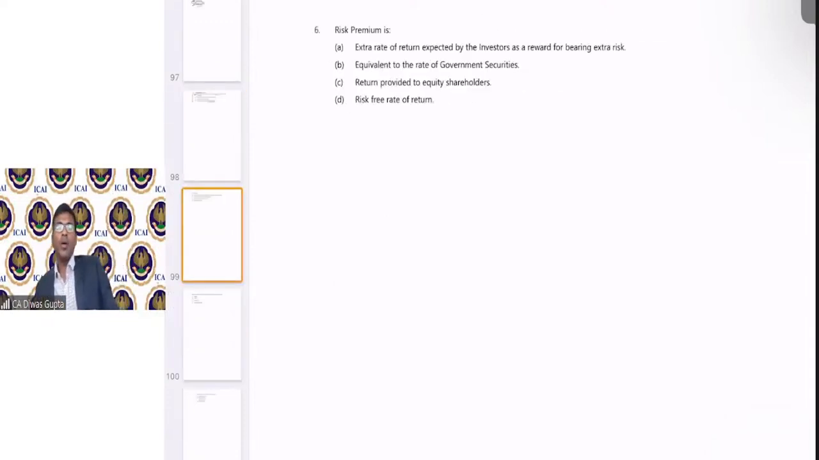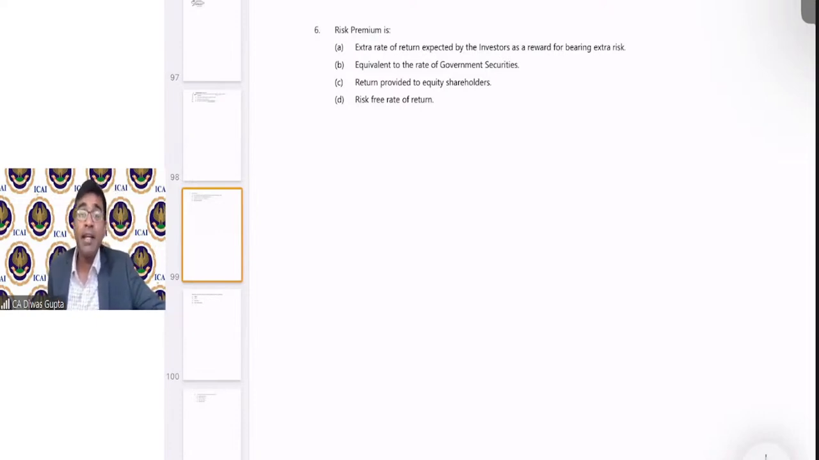Yes. So some of these concepts we would have studied in our previous session and today's session also, but let's cover these MCQs towards the end. So the question is, and we would expect that everyone please answer on your query handle. The risk premium is extra rate of return expected by the investor as a reward for bearing extra risk, equivalent to the rate of government securities, return provided to equity shareholders, or risk-free rate of return. So please select the right answer and share it on the question handle.